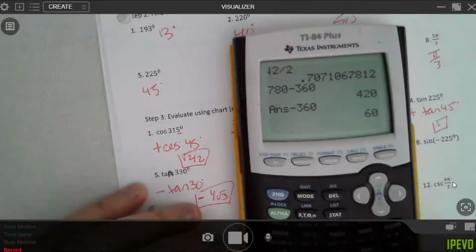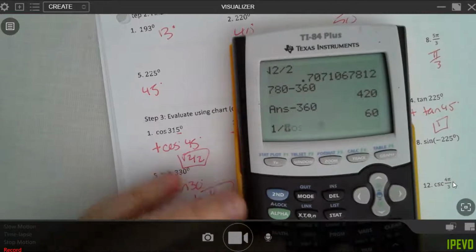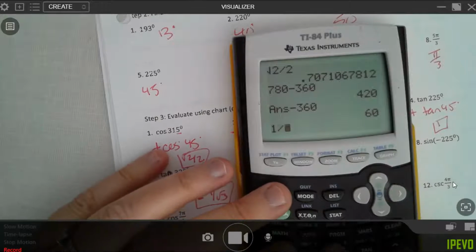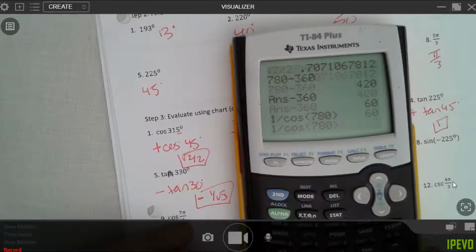Let's see if I can do that in the calculator. 1 divided by cosine of 780 degrees. See? 2.